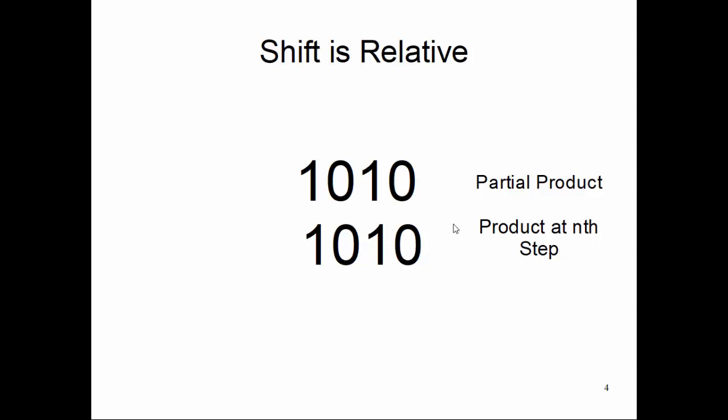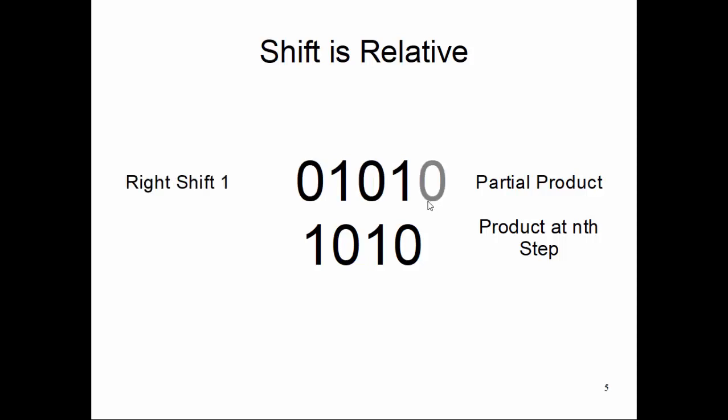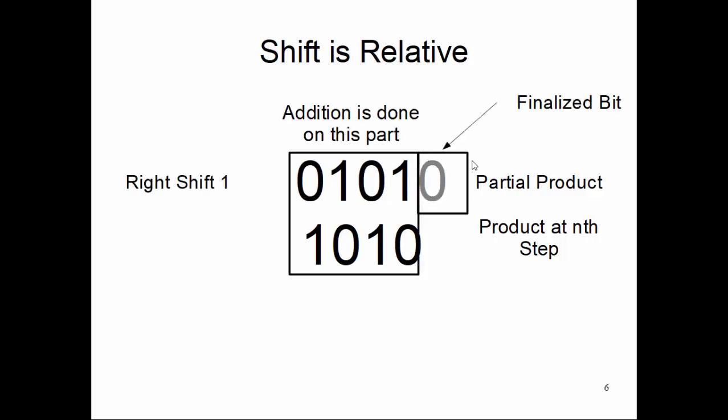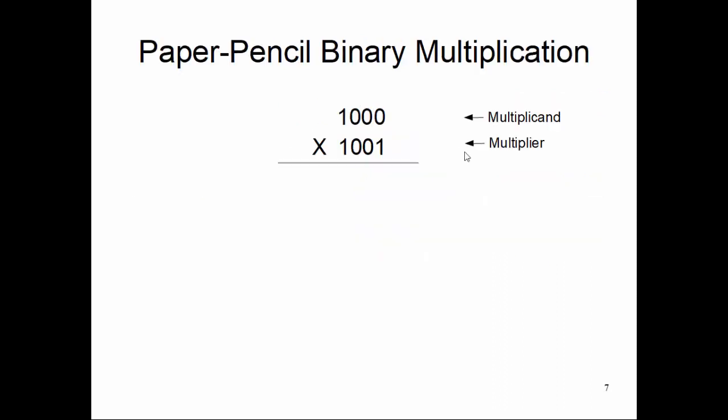Now, instead of shifting this product 1 0 1 0 at the nth step to the left, why don't we shift the partial product of the previous stage to the right? Okay, and then finalize the bit, whatever that shift product is. So this is the strategy we are going to apply. Let's review this multiplication on paper-pencil binary, how it's going to work now.